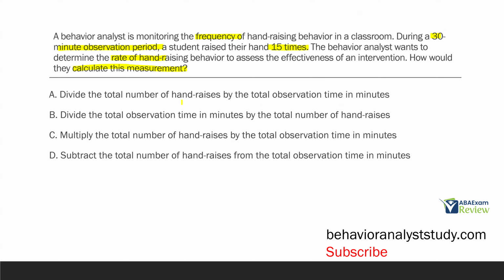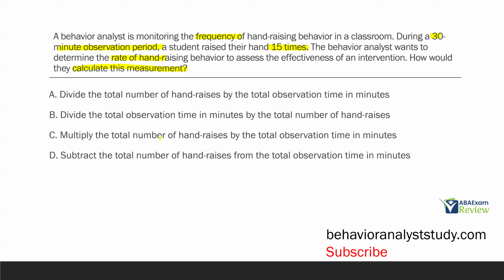A, divide the total number of hand raises by the total observation time in minutes. Good. We're going to take frequency over time, and that is going to be our rate. We're going to divide 15 by 30. What about B, divide the total observation time in minutes by the total number of hand raises? That's the opposite. Rate is calculated by frequency over time.